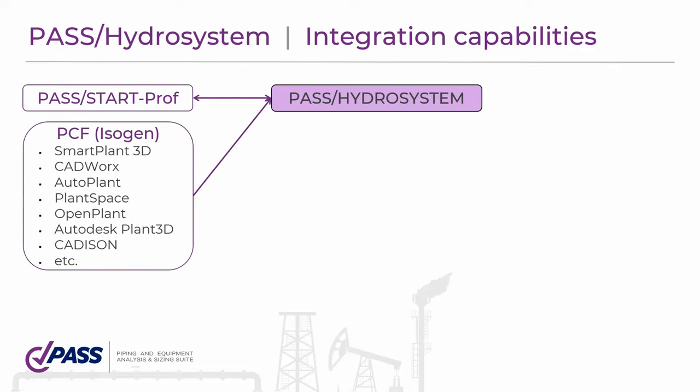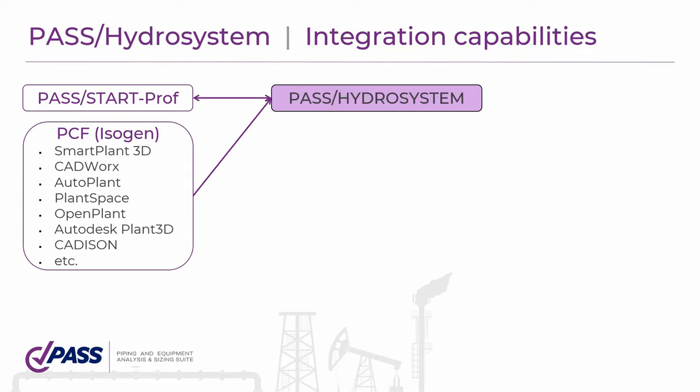Also, HYDROSYSTEM has support of PCF files. Now, what are PCF files? PCF files are piping configuration files, and these files are currently supported by a large number of different software. Here you can see the list of the most popular software that has PCF support: SmartPlant 3D, AutoPLANT, Autodesk Plant 3D, CADISON, et cetera. What does support of PCF files mean? This means that when you model your piping system inside any of these programs, you have somewhere a button or option which is called export to PCF or save as PCF or something like this.